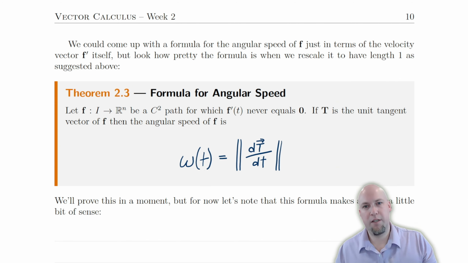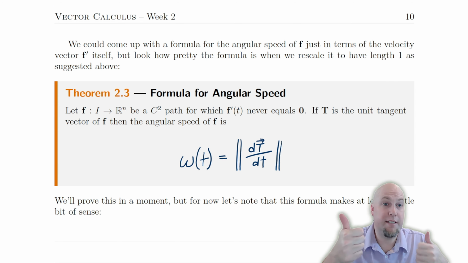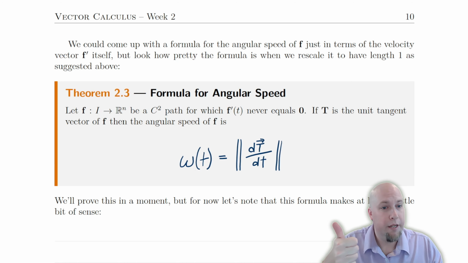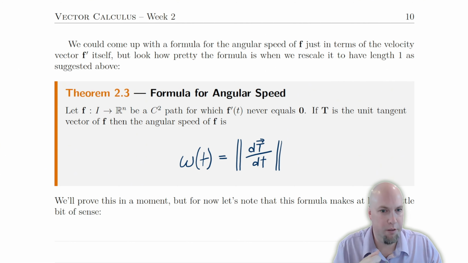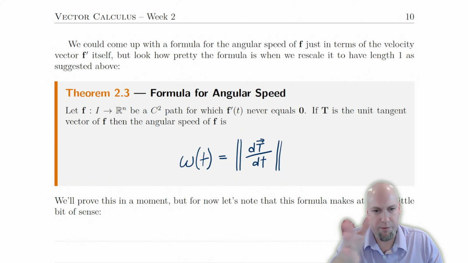Okay, so a couple notes in order. First off, yes, this is a computational formula. You know how to compute the unit tangent vector; that's what we just did in the previous example. You know how to take the derivative of a vector. You compute the velocity vector of the unit tangent vector, great, I know how to do that. Just take the derivative of each entry.